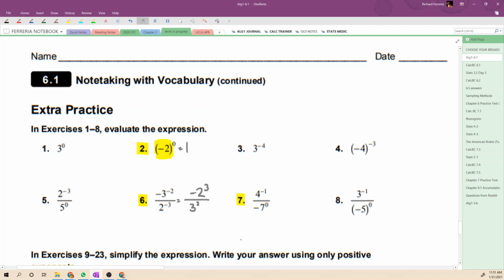Taking a look at number 7, we've got 4 to the -1 power. We've got on the denominator, now I'm going to turn that into -1 multiplied by 7 to the 0 power, because that -1 is not inside of a parenthesis. Or the negative sign is not inside a parenthesis. So I'm okay writing that as a -1. The first thing to simplify is a 7 to the 0 power. That's just equal to 1.